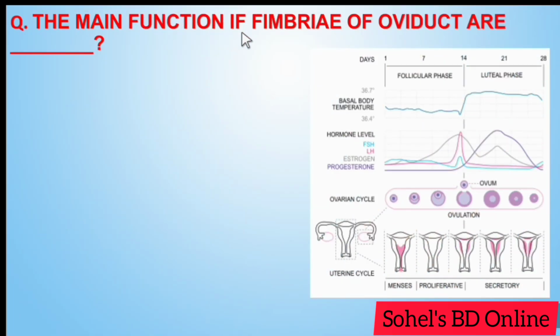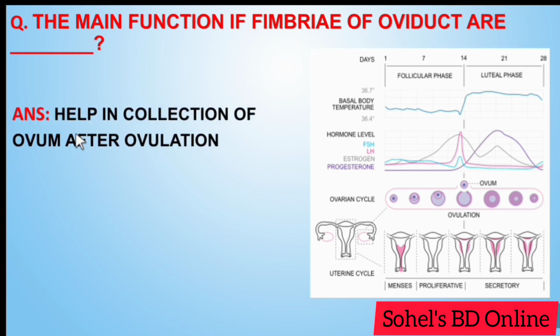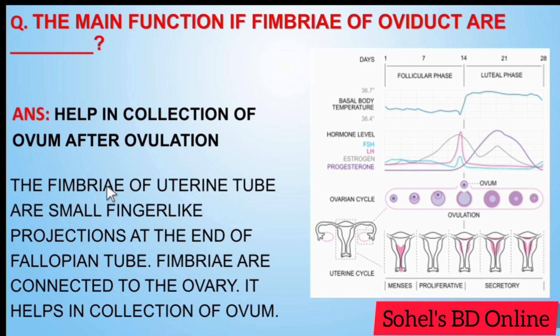Next, the main function of fimbriae of oviduct is? Answer: help in collection of ovum after ovulation. The fimbriae of the uterine tube are small finger-like projections at the end of the fallopian tube. Fimbriae are connected to the ovary. They help in collection of ovum.